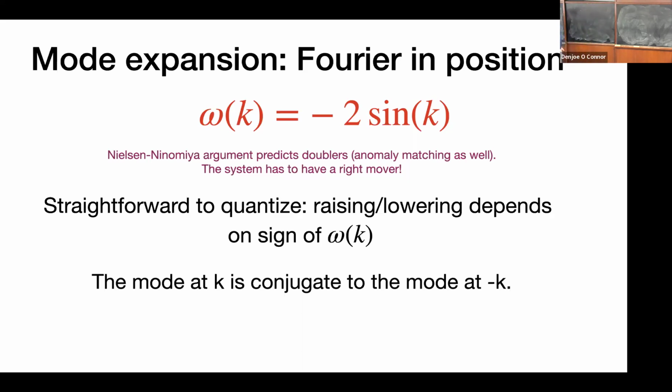So it's straightforward to quantize. Whether something is a raising or lowering operator will depend on the sign of omega k. Omega of minus k is minus omega of k, and that's the statement that the mode at omega k is the conjugate of the one at minus k. So instead of having one raising and one lowering operator at momentum k and minus k each, you only have one raising operator at momentum k and the lowering operator is at momentum minus k, and you don't have a second raising operator. And this is the sense in which you've gotten away with having half as many degrees of freedom as usual.